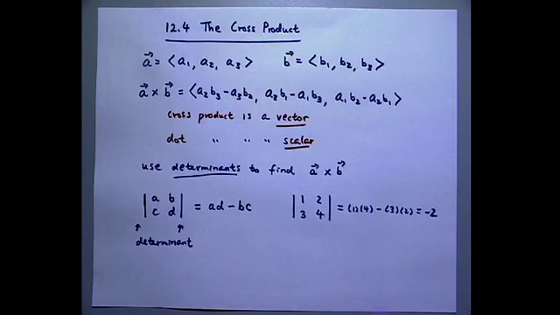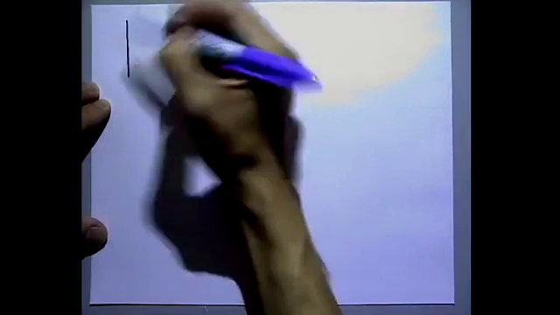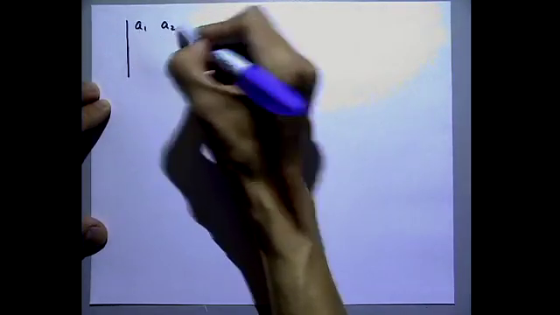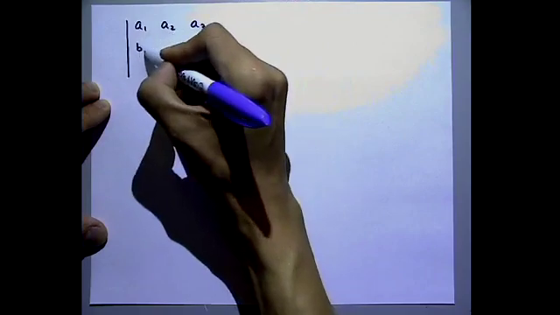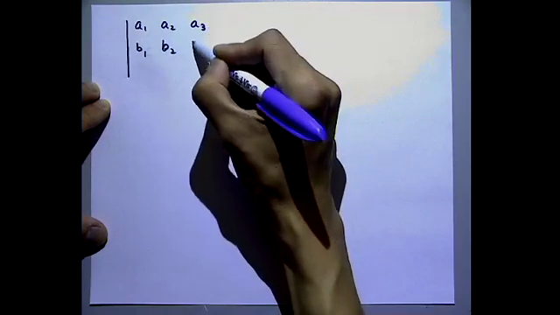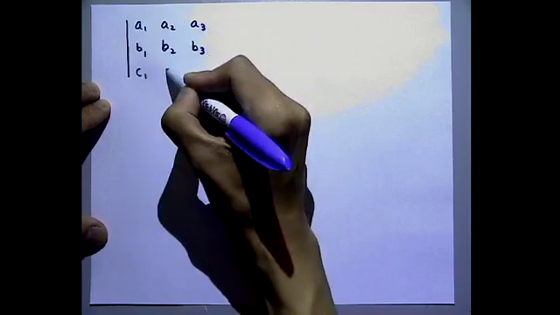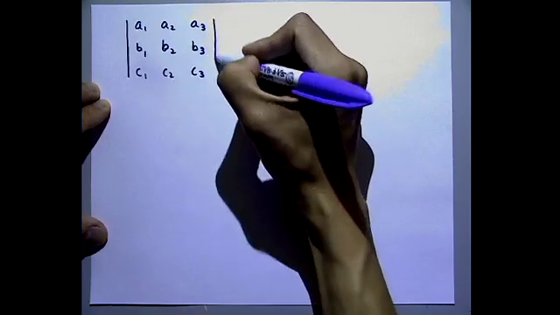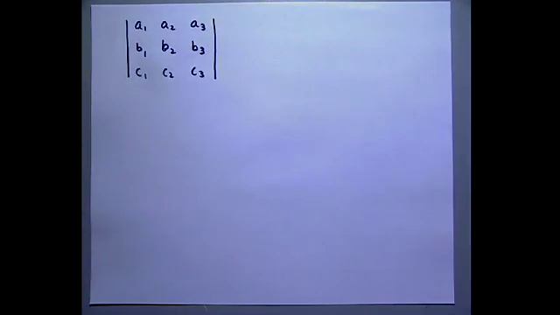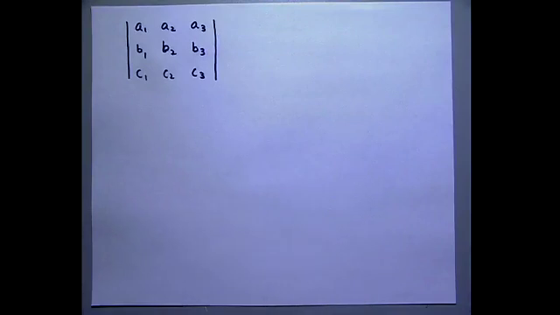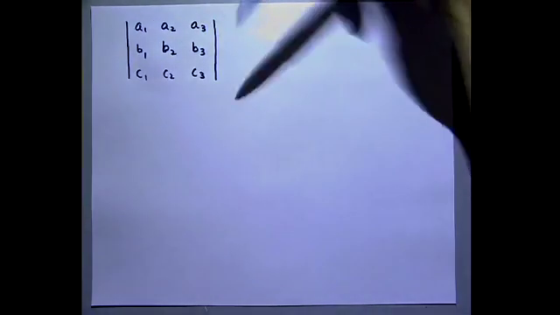Okay, next let's see what happens when we do a 3-by-3. That means 9 numbers this time. Let's say we have A1, A2, A3, B1, B2, B3, C1, C2, C3. The determinant of these 9 numbers that form a matrix is a 3-by-3 matrix, 3 columns and 3 rows.